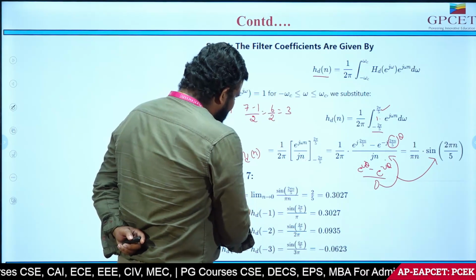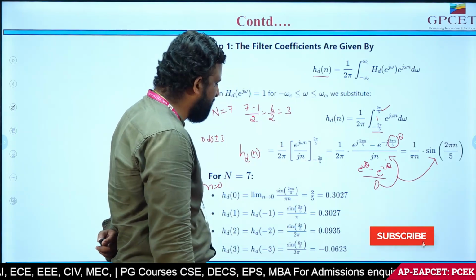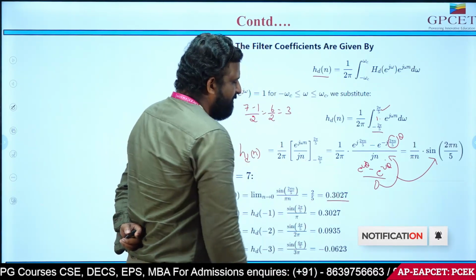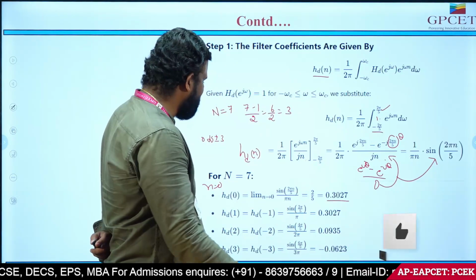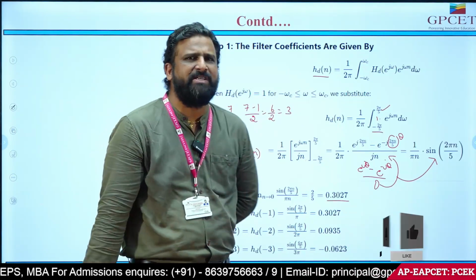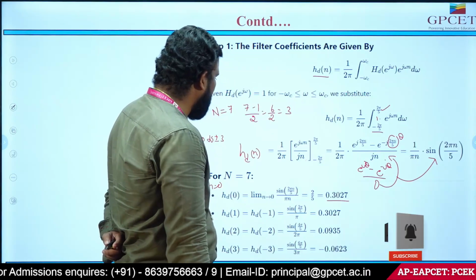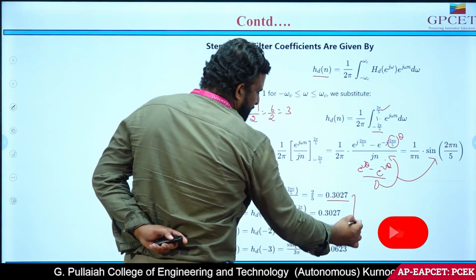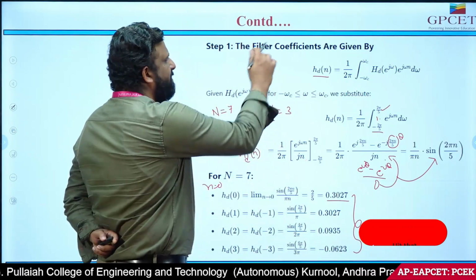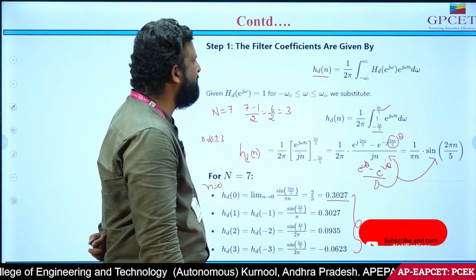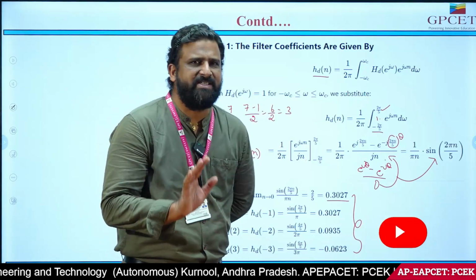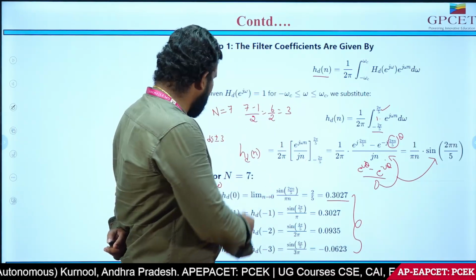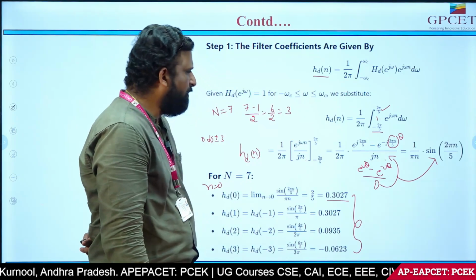After applying the limits, HD of 0 is equal to the limit as n tends to 0 of sine 2 pi n by 5 divided by pi n, and the value becomes 0.3027. For the rest, from n equal to 1 onwards, we just substitute the value in the equation, and finally we get the values of the coefficients related to the desired impulse response HD of n. So in the first step we found all the coefficient values of the desired function from n equal to 0 to n equal to 3.